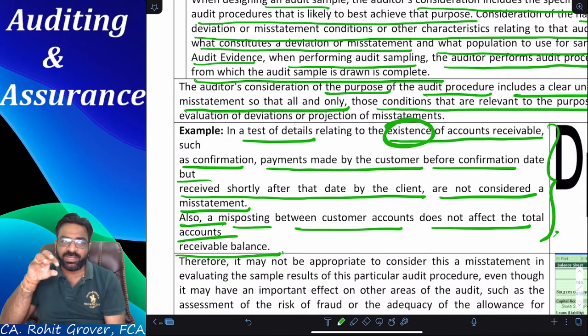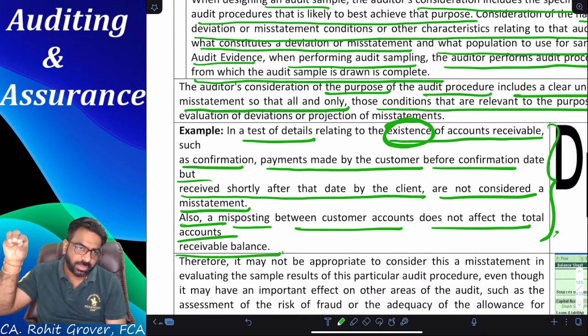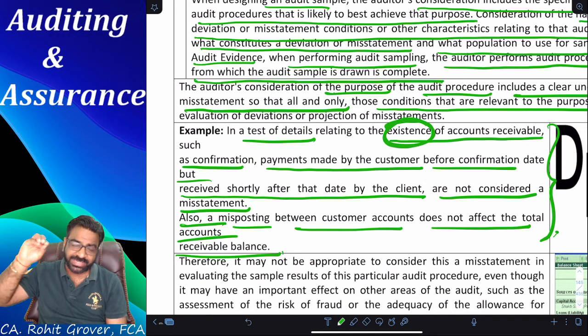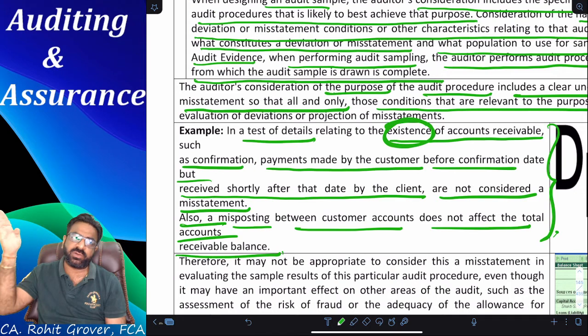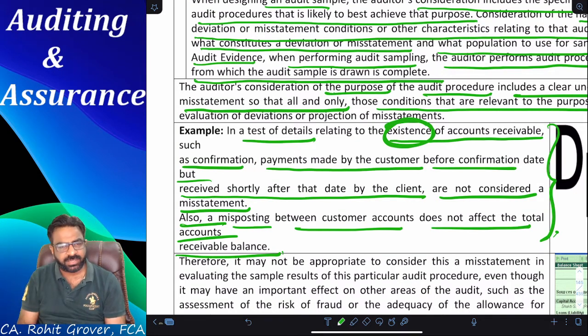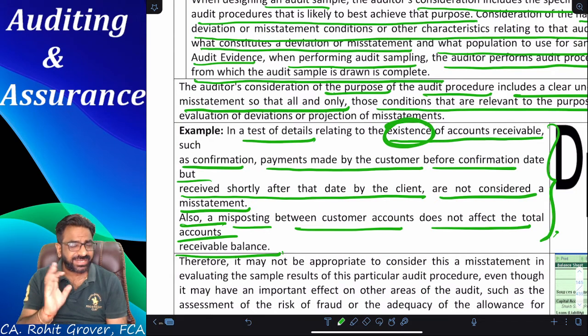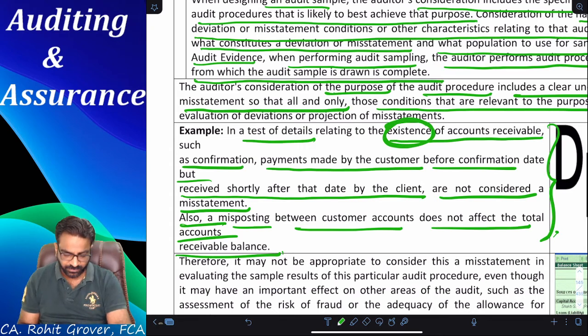Yes. I deposited that check in the account, and due to 2-3 bank holidays, the check got cleared after 5 days. It means the due date is over, and after the due date it took 5 more days to clear my payment. Now, should I blame my debtor in that case? No. He made the payment before the due date or not? Yes. So will that be considered a misstatement, everyone, or not? Will not be considered a misstatement. That is what you have to understand.